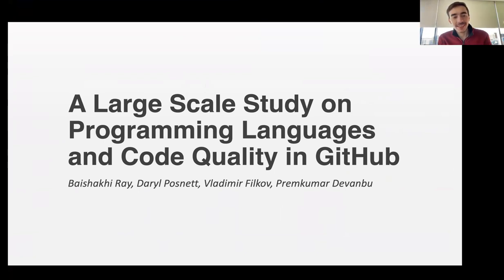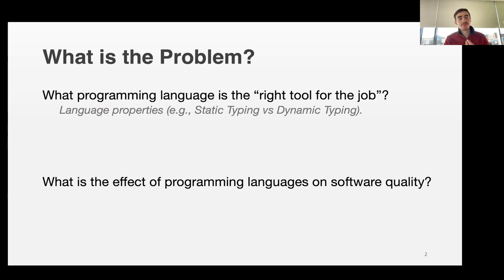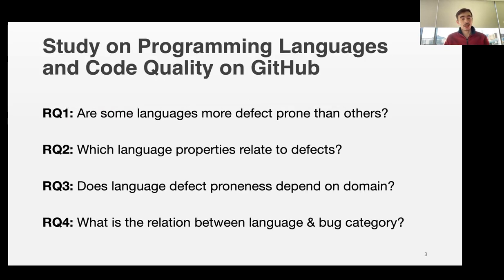Okay, so I'll be presenting this large-scale study on programming languages and code quality in GitHub. So I'll start by presenting what is the problem. One of the first questions that arises in the paper is that sometimes we don't know what programming language is actually the right tool for the job. There are different properties that programming languages have, and sometimes we don't know which one is the more adequate one for this job. So what they're trying to understand in this paper is what is the effect of programming languages on software quality.